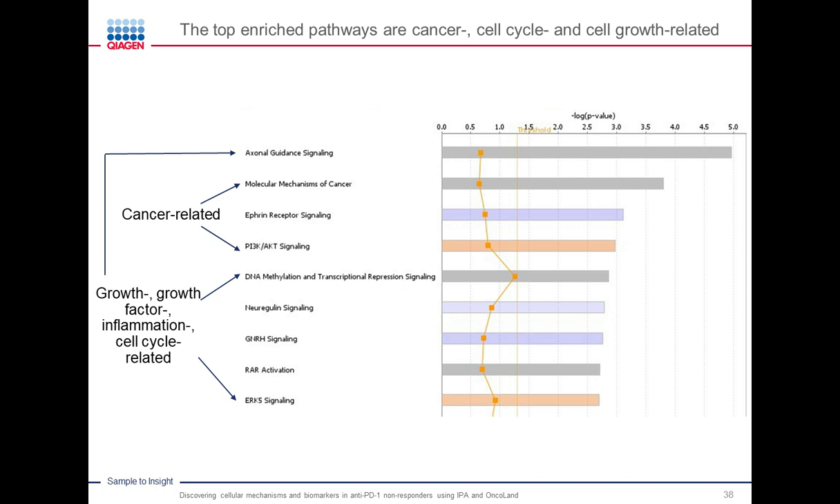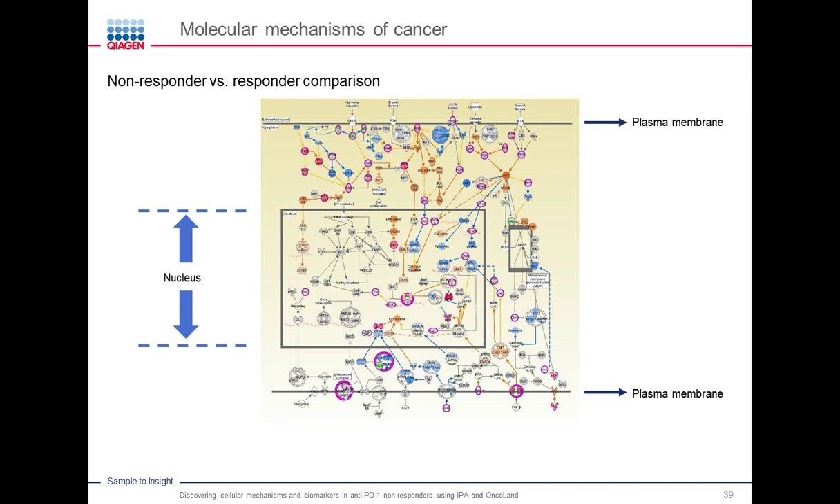So now that we understand some of the basic legends, say you were to upload a non-responder versus responder comparison in IPA, so differential gene expression for non-responder versus responders. IPA will give you a list of pathways that I'm showing you over here. And if you go through these pathways, you will quickly realize that these pathways are cancer-related or are related to growth, growth factor, inflammation, and cell cycle. All of this is cancer-related as well. So basically, the top pathways we see in IPA are all cancer-related for this anti-PD1 non-responder data set.